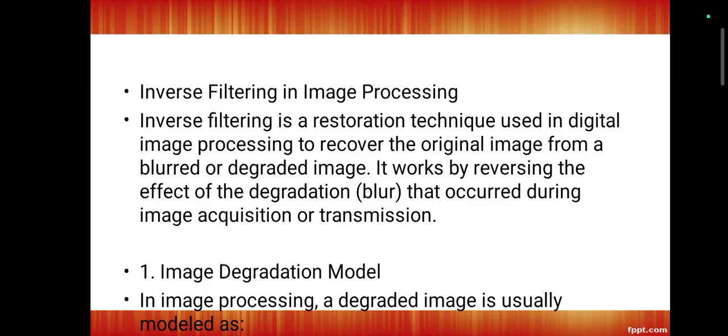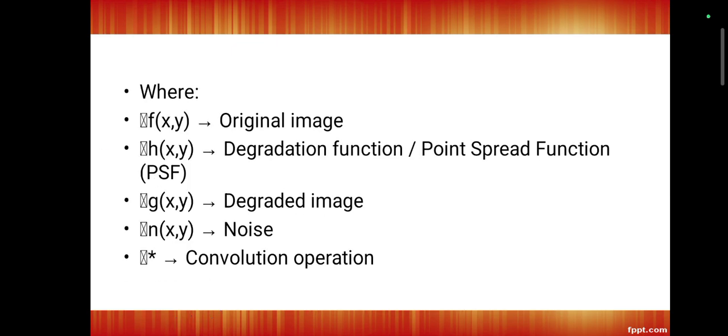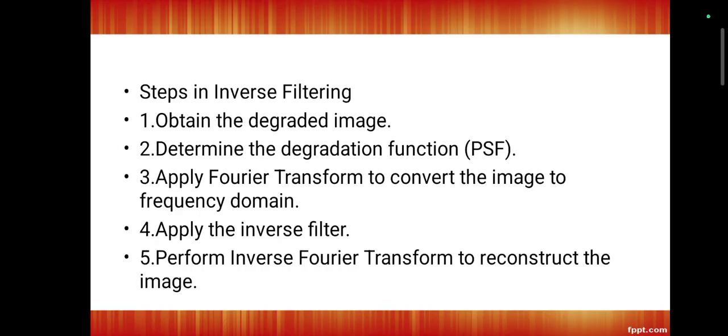So, spectral properties like the power functions for both the original and noise should be known. Here, f of x comma y is the original signal, h of x comma y is the degradation function, g of x comma y is the degraded image, n of x comma y is the noise, and star is the convolution operation. Signal and the noise are both linear and stochastic processes.